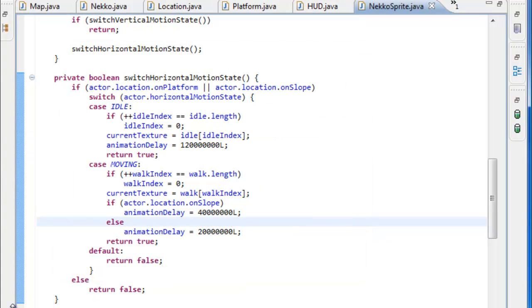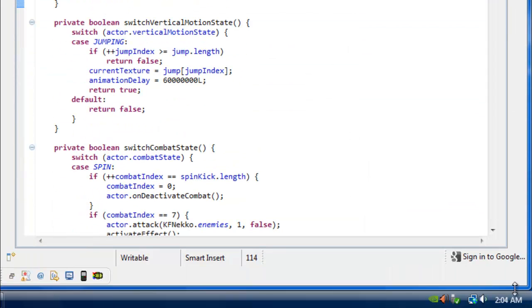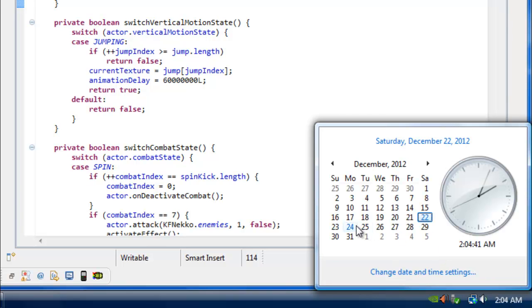Until next time, I guess I'm going to go to sleep. I'm going to go to bed, go to sleep, and then wake up again tomorrow and start coding right away, because our deadline is Monday at midnight.